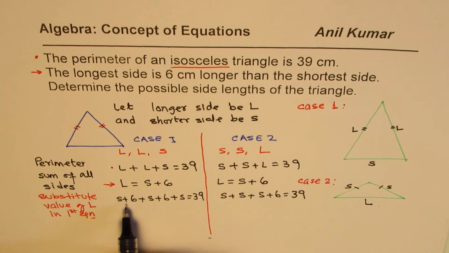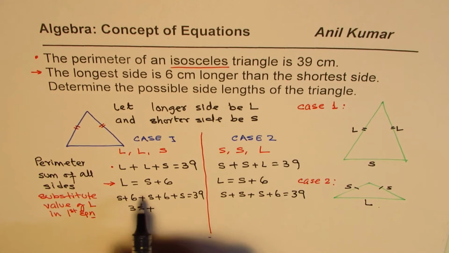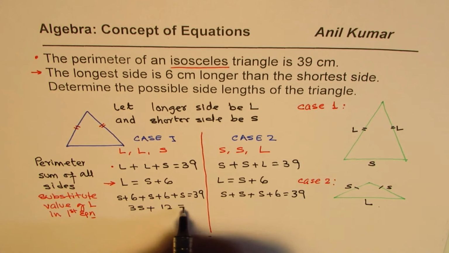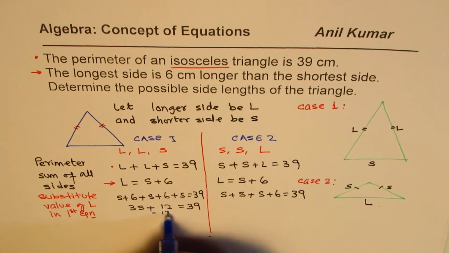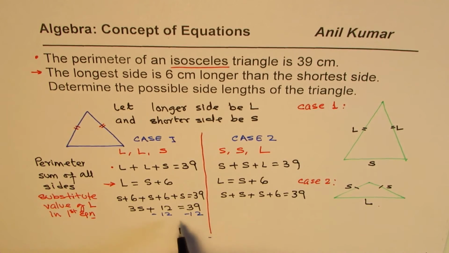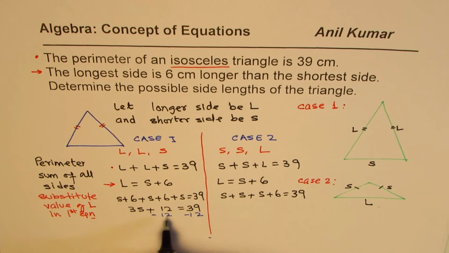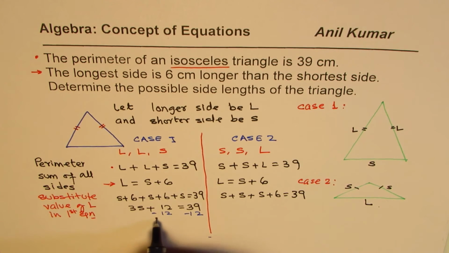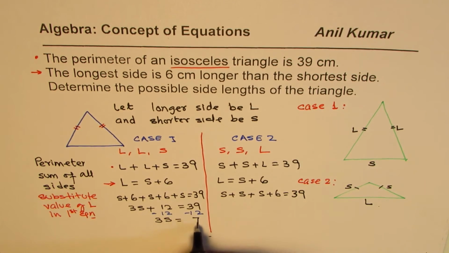So let's go into the first case. 1, 2, 3S plus 6 is 12 equals 39. To solve, we have to take away 12 from both sides. So if you do that, in an equation you have to do the same operation on both the sides. So 12 minus 12 is 0. So we get 3S equals 39 take away 12, which is 27, right?